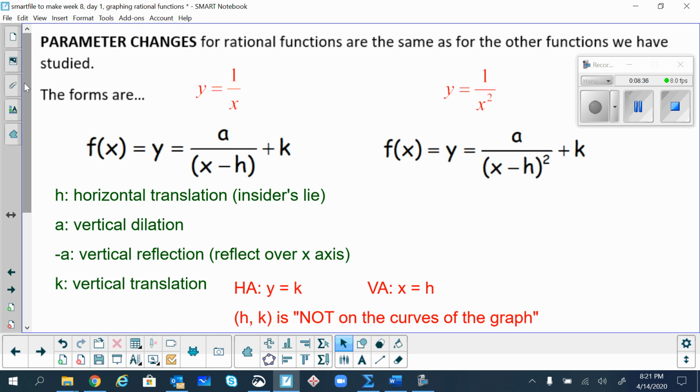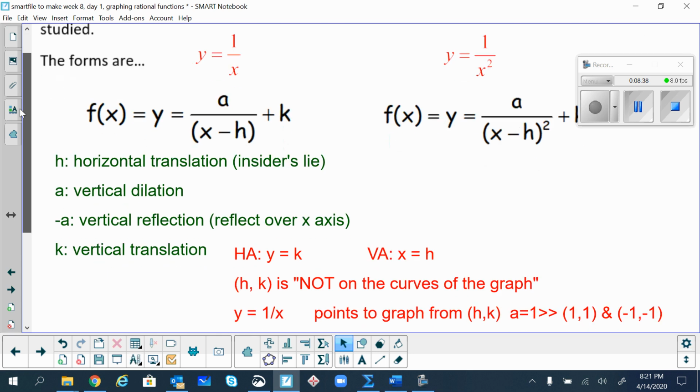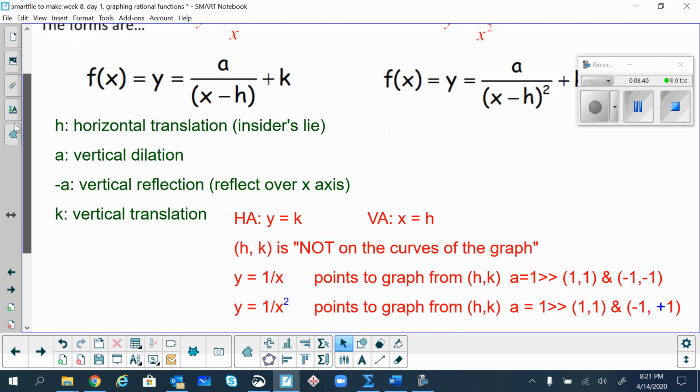When we're working with our rational functions, we remember that we have two asymptotes. Our horizontal asymptote will always be y equals k, and our vertical asymptote will be x equals h. When we're working with rational functions, remember the hk point is not on the curve of the graph, but we use the hk point for reference.